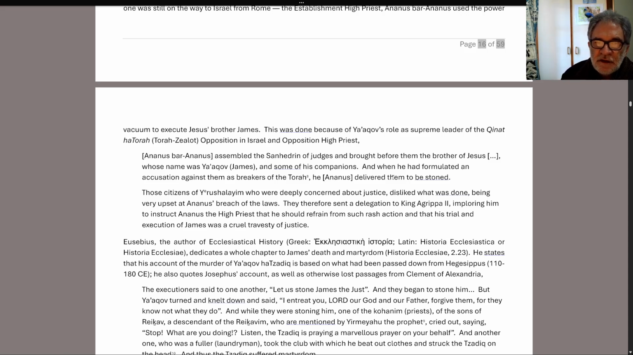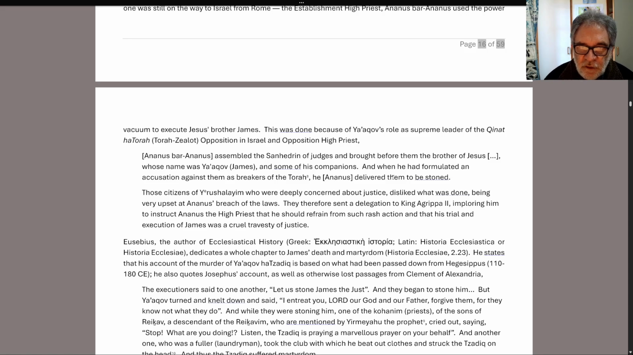Ananus bar Hananus assembled the Sanhedrin of judges and brought before them the brother of Jesus, whose name was James, Yaakov, and some of his companions. And when he had formulated an accusation against them as breakers of the Torah, he delivered them to be stoned.